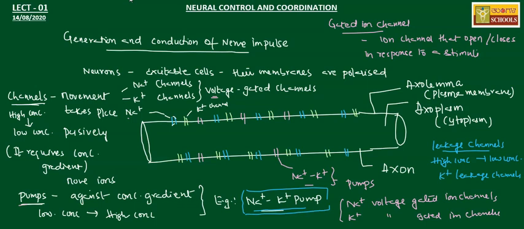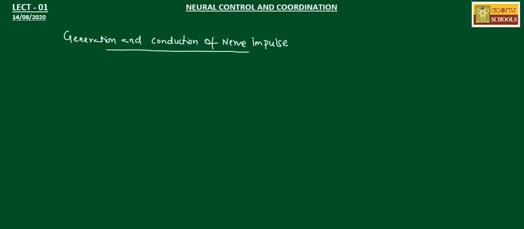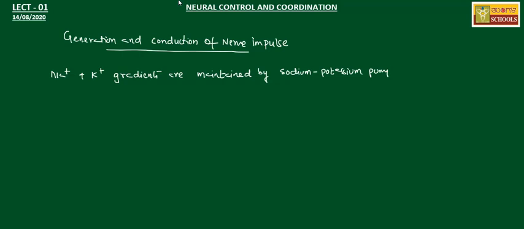Now out of all these pumps, especially the sodium and potassium pump plays a very important role to maintain a particular concentration on either side and make it a polarized membrane. So here we have something called resting membrane potential. This resting membrane potential is actually maintained by the sodium potassium pump. I will discuss that later. These sodium and potassium gradients are maintained by the sodium potassium pump.